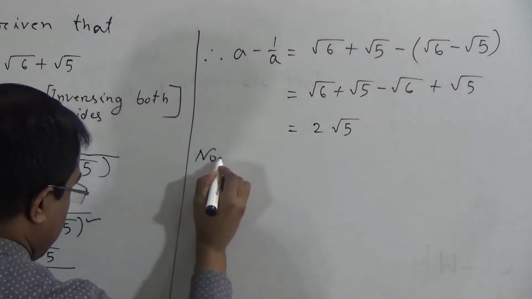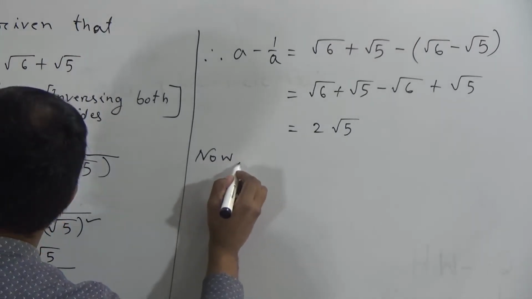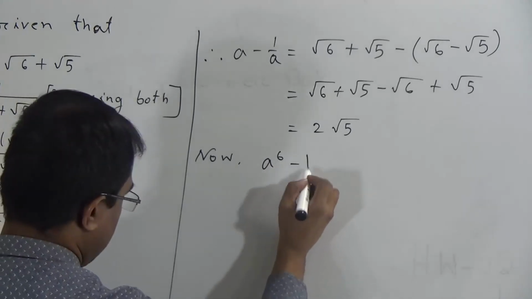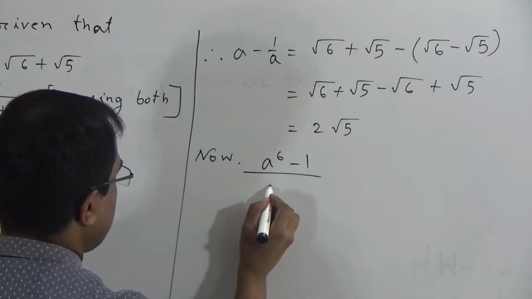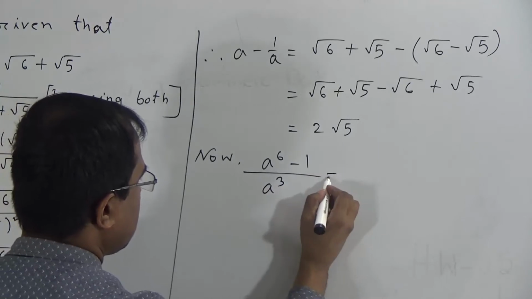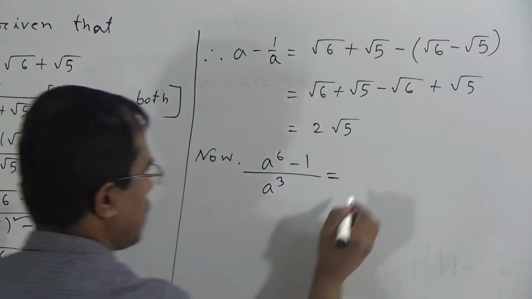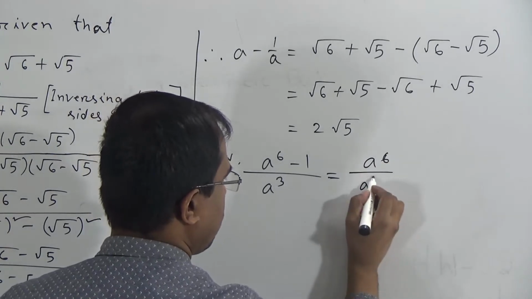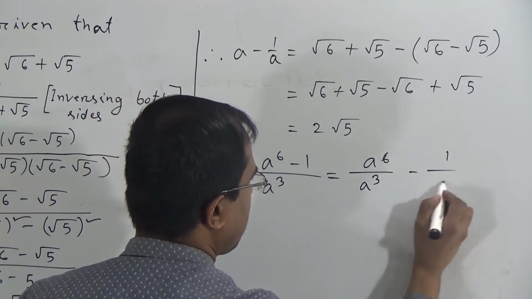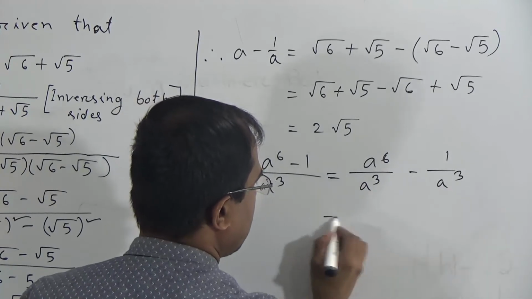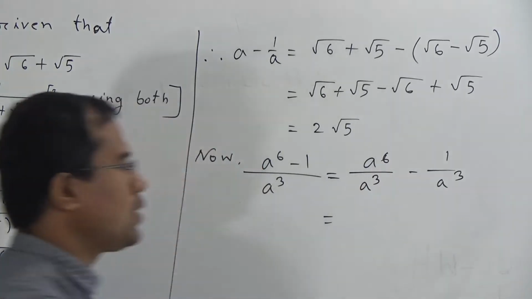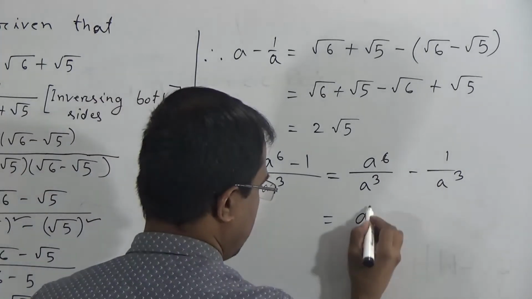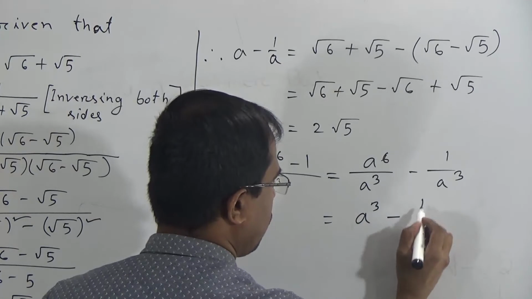Now, a to the power 6 minus 1 divided by a cube. This is equal to, we can write, a to the power 6 divided by a cube minus 1 by a cube. Now a to the power 6 divided by a cube is equal to a cube. So, a cube minus 1 by a cube.